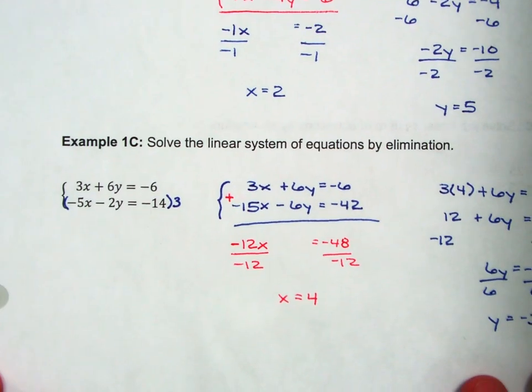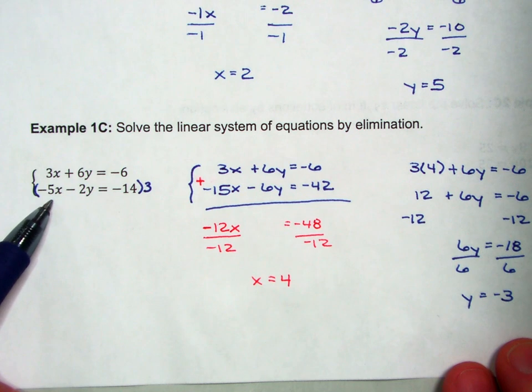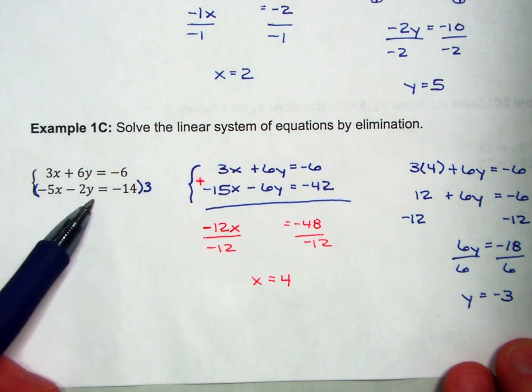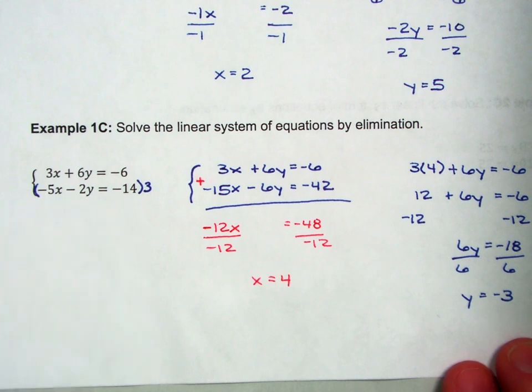If I take that and plug it into the second equation for this, negative 5 times 4 is going to be negative 20. 2 times negative 3 is going to be negative 6. If I take negative 20 and subtract a negative 6, that's what's going to give me a negative 14.